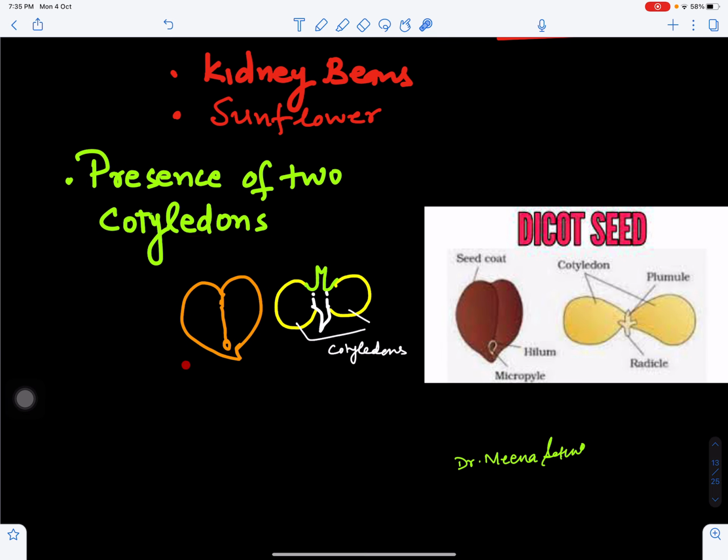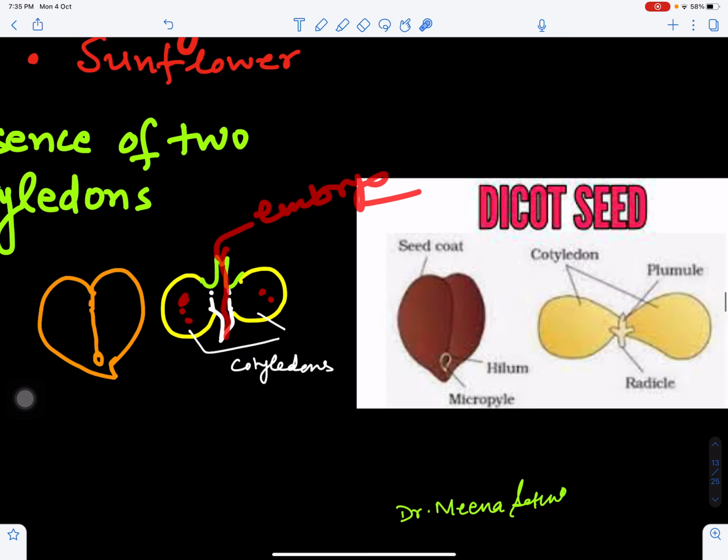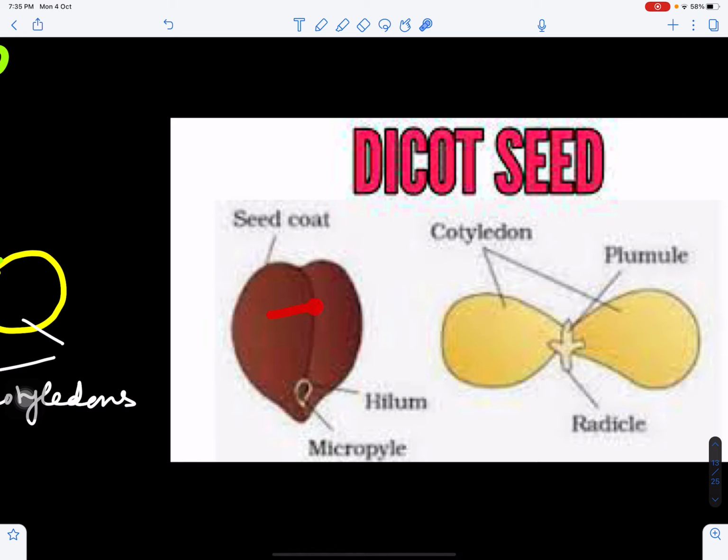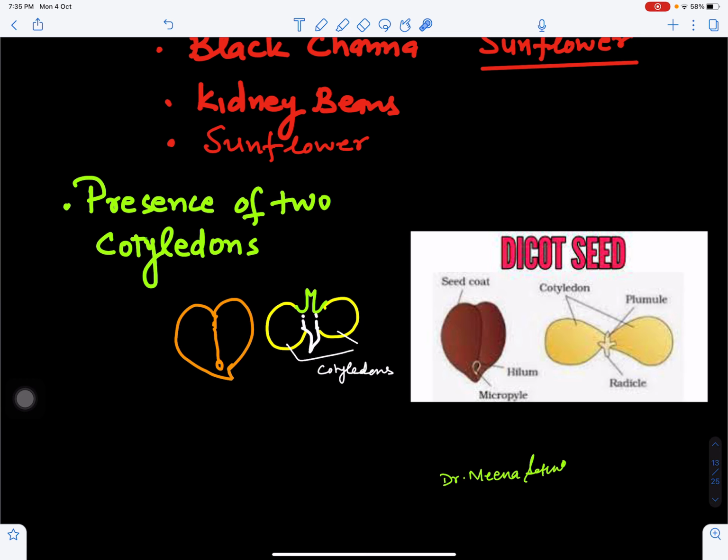Now, we can see here an example of gram seed. This is gram seed. Now, when we soak the gram seed and open it up, we will find two cotyledons, yellow in color, and in the center is present the embryo. This is embryo. Like we can see here also in this figure, this is the seed and these are two cotyledons, and in the center is present the embryo. So this is called a dicot seed.